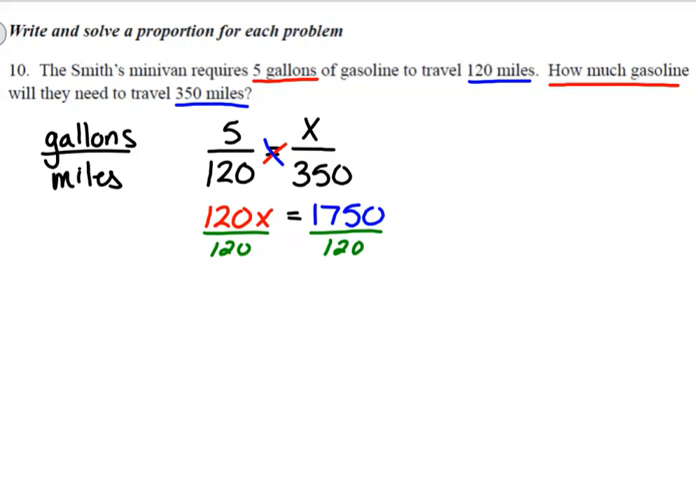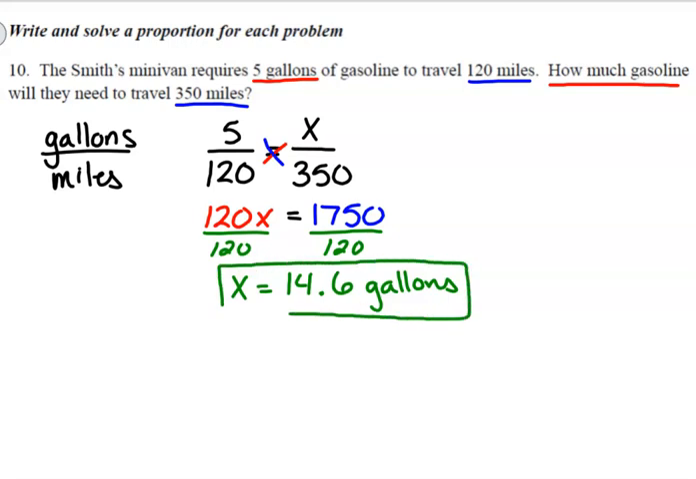You might get answers that are not whole numbers now, and that's okay. So in this case, we get that X is 14, and because it's a 0.58, we're going to round to 14.6. And remember, we were finding gallons, right? Always want to make sure that we put a unit with our answer, explaining what it is we found that goes with the word problem.